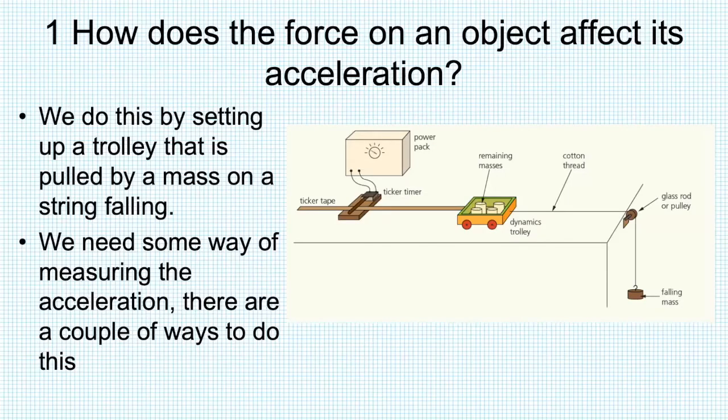How does the force on an object affect its acceleration? We're going to do this by setting up a trolley that's attached to a piece of string that goes over a pulley over the edge of a table, and we hang a mass from the string. This produces a downwards force due to gravity, so a weight. This pulls the trolley. We start with the trolley stationary and we see how fast it accelerates. There's various ways of measuring acceleration, and I won't go into those here.